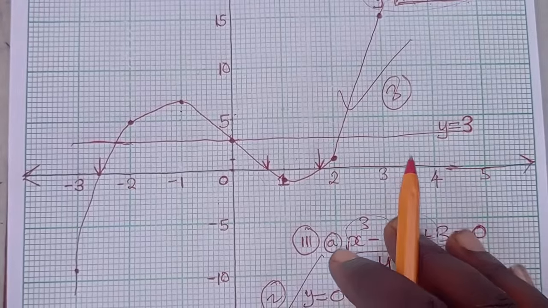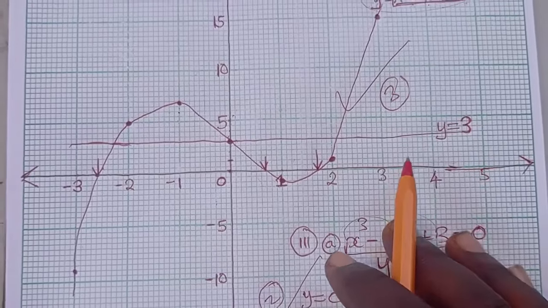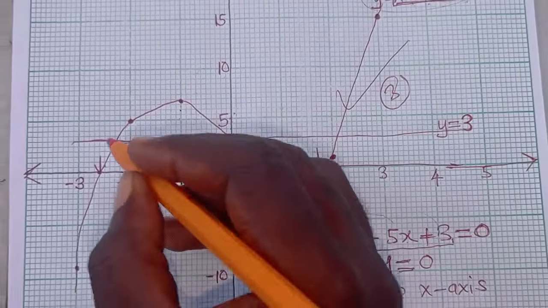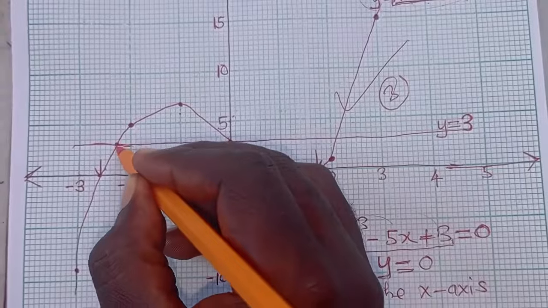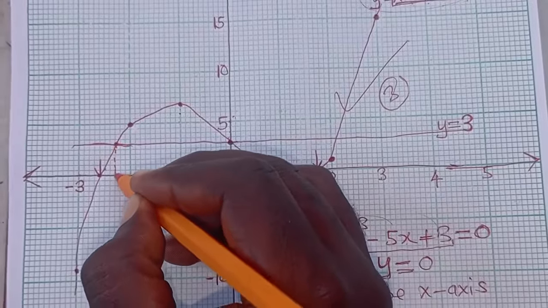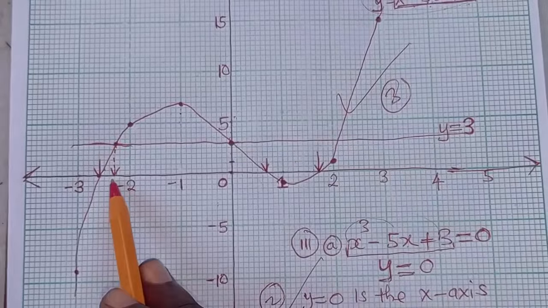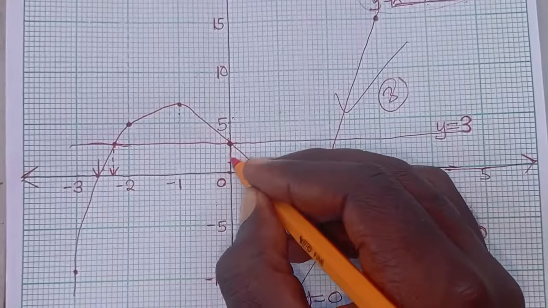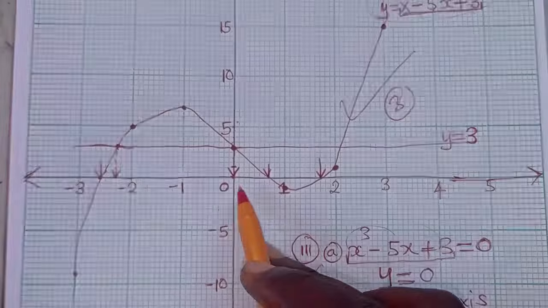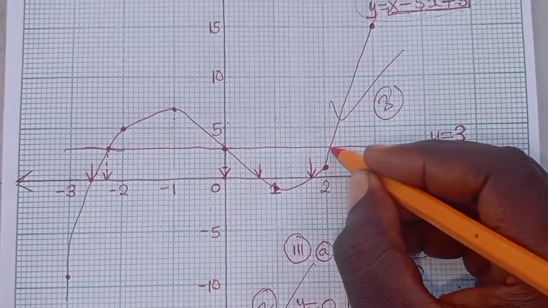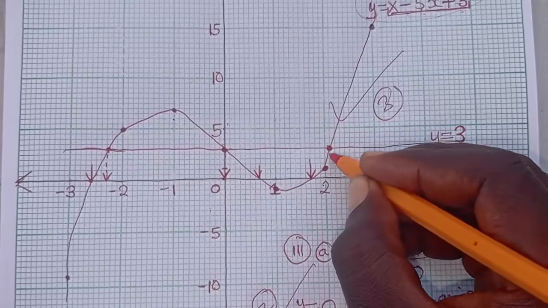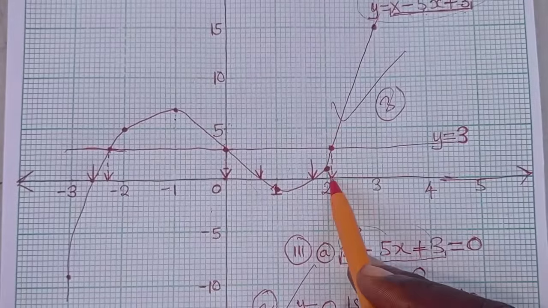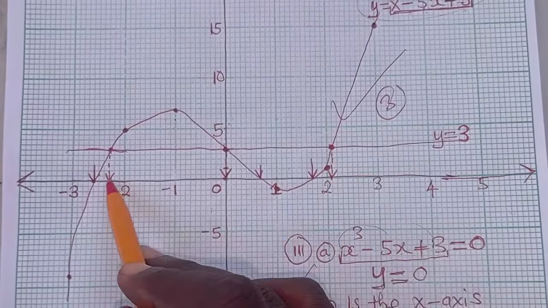So this is what I'm going to do now, and this is what you also need to do. I say, okay, it is cutting the curve here, so I put a dotted line and read from there. So the answer will be from there. It is also cutting the curve from there, so dotted, then I also get the answer from there. It is cutting the curve there, so I go down and I get the answer from here. So the answer from there, from there, and from there.